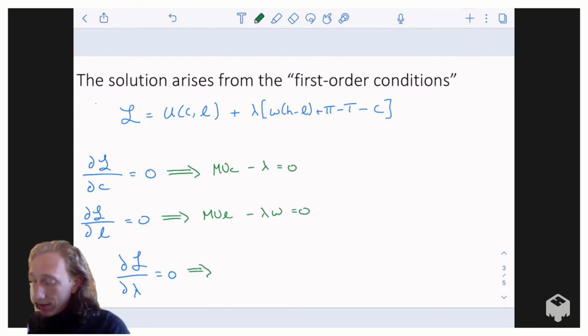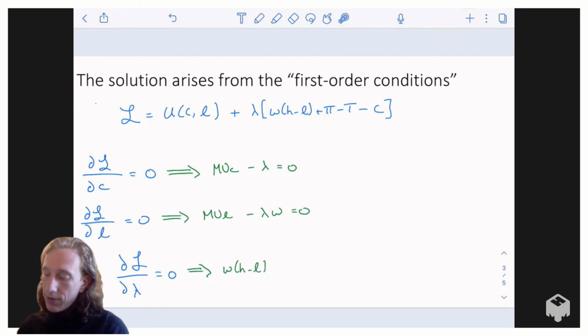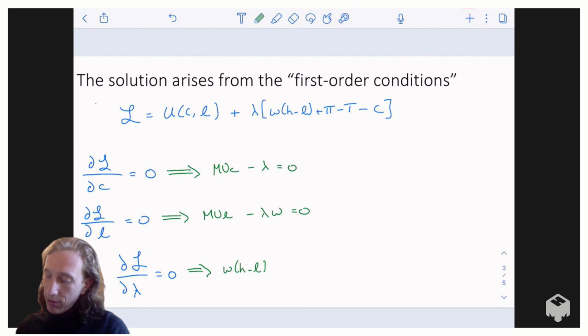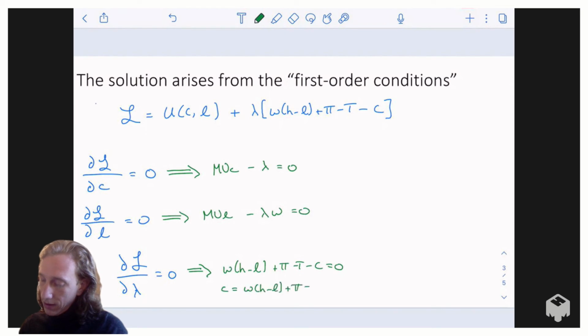And then importantly, when we take the derivative with respect to lambda, the Lagrange multiplier, it just returns the constraint, the budget constraint. Notice that taking the derivative of this whole function with respect to lambda just returns all of this in the square brackets. And all of that in the square brackets is just my constraint, right? We can rewrite this as C is equal to, by bringing C to the other side of the equation.